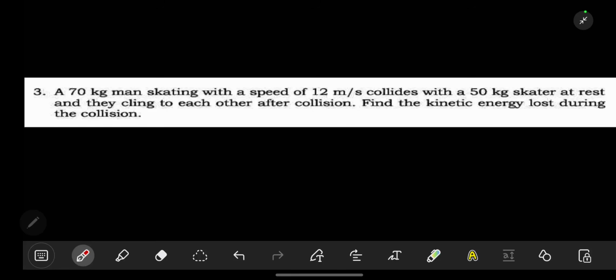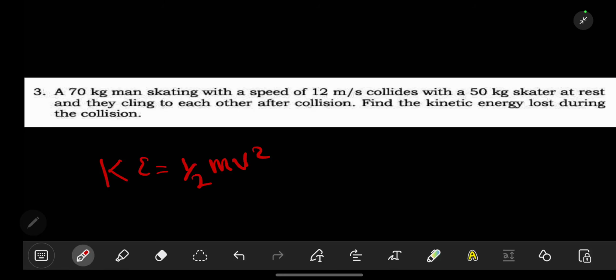So we have a 70 kg man skating with a speed of 12 meters per second who collides with a 50 kg skater at rest, and they cling to each other after the collision. We are told to find the kinetic energy lost during the collision. So we are going to say kinetic energy. We know that kinetic energy is equal to half mv squared, so we need to know the initial velocity.